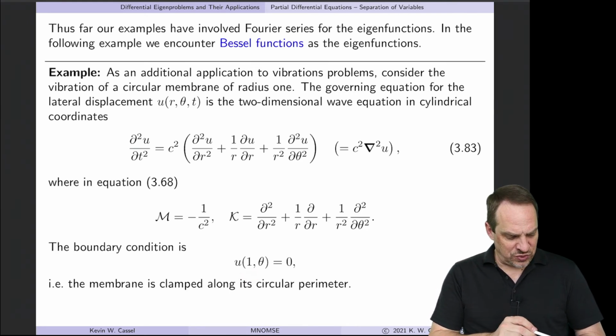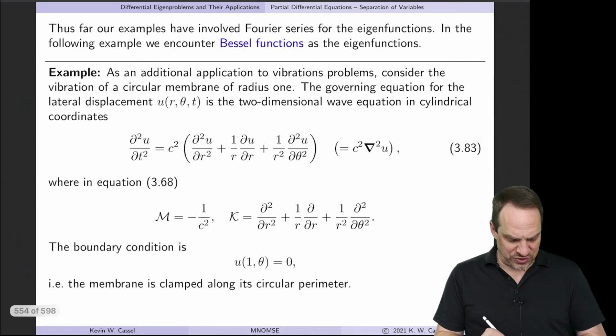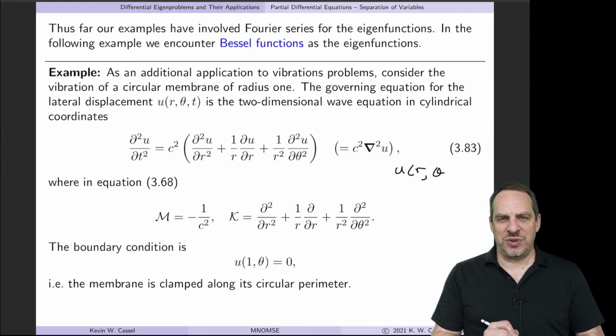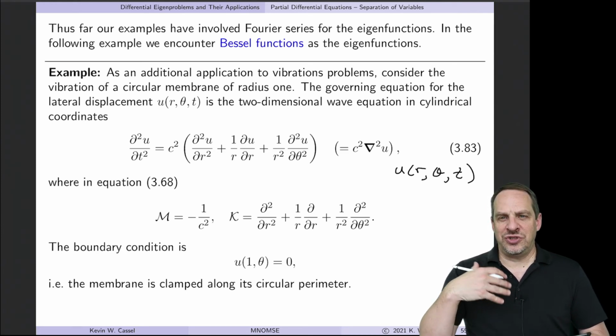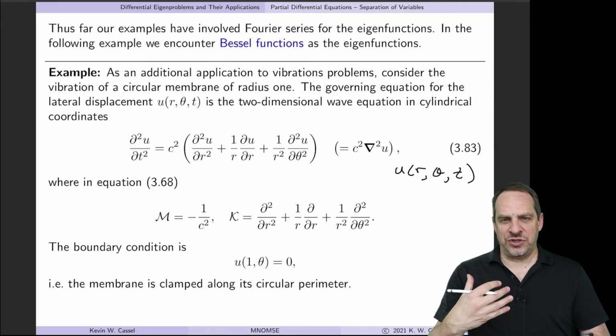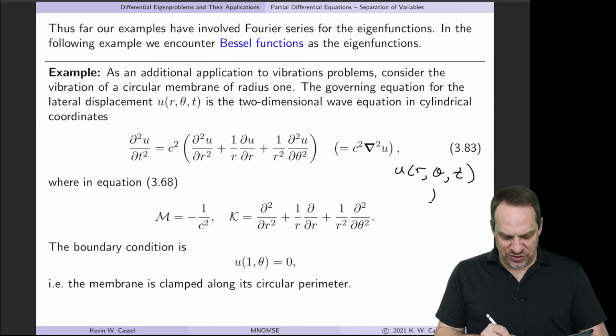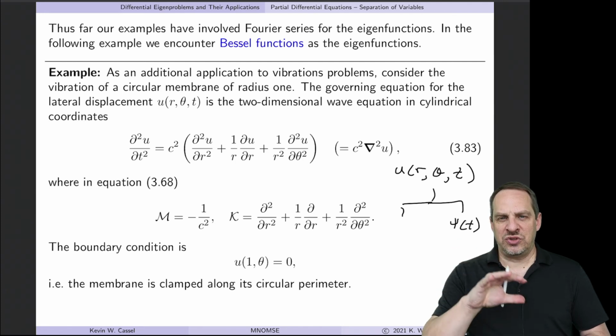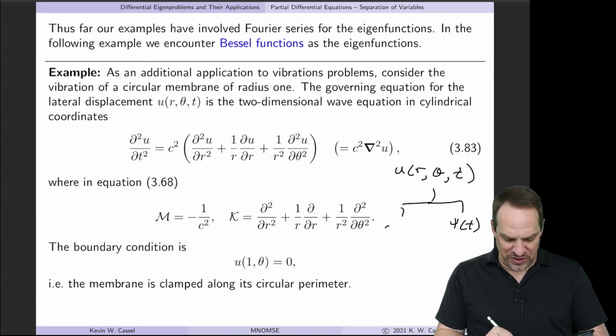Okay, so this is how this works. Again, I'm not going to go through the details, but let me just walk us through the separation of variables. U here is a function of r and theta, the spatial coordinates, and time. So we're going to actually do kind of a nested separation of variables. The first separation of variables, you separate out the temporal dependence. So you'll have a psi of t, and then the spatial coordinates all get wrapped up in the phi, so phi of r theta.